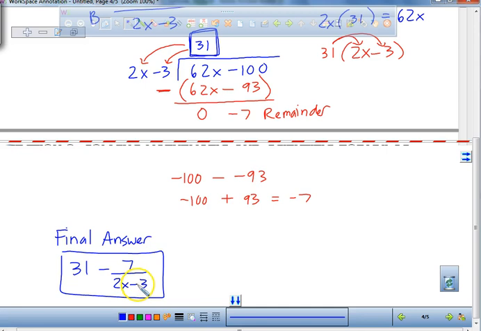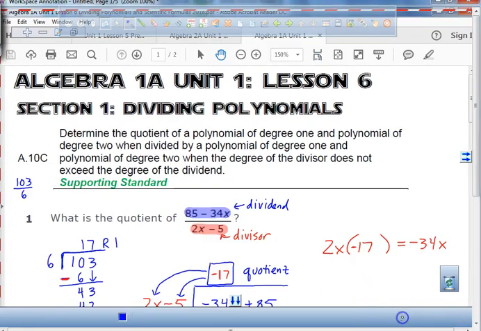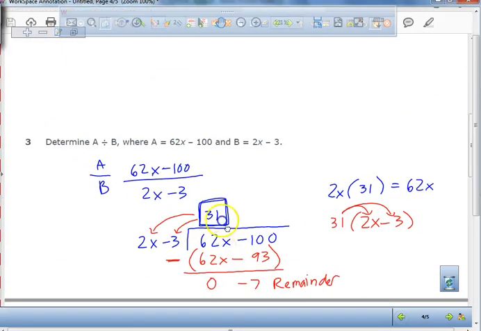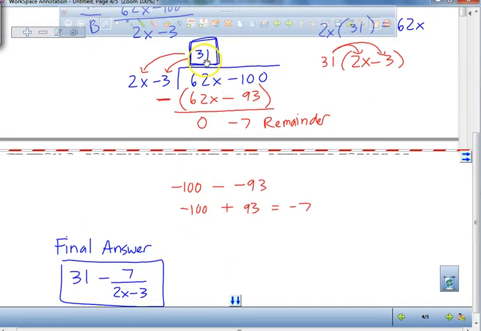That's how it's going to look. Now, what is this similar to? Let me go back and show you. Does everybody know that this was not written as 17R1? It was written as 17 and 1 out of 6. This was not written as 31R negative 7. It was written as 31 and negative 7 over 2x minus 3. You see the pattern now? It's this number over this number, and that's how you write your final answer.